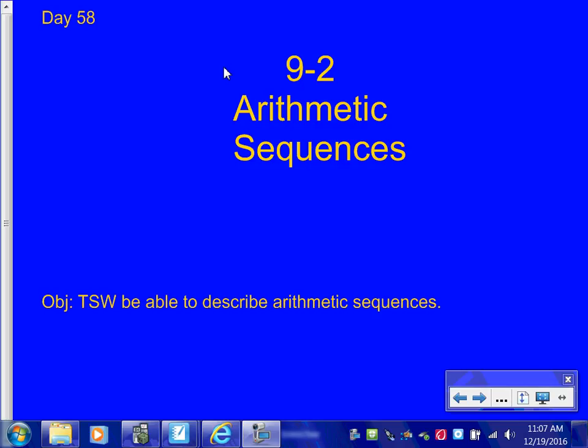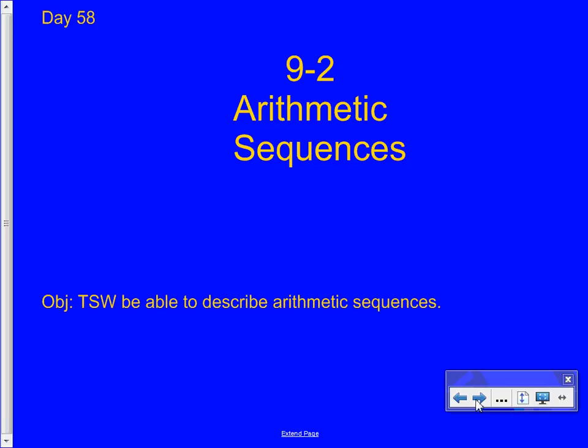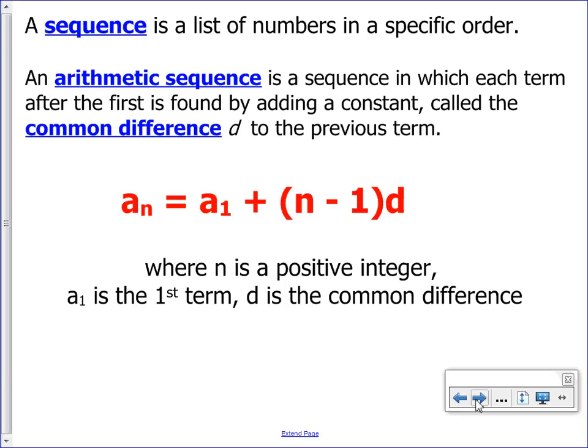Math is patterns. It's just a way for us to describe the patterns that happen around us. Fortunately for us, a sequence is a pattern. An arithmetic sequence is a pattern. A sequence is just a list of numbers in a specific order, and the list is arithmetic if you add the same thing every time to get to the next number.